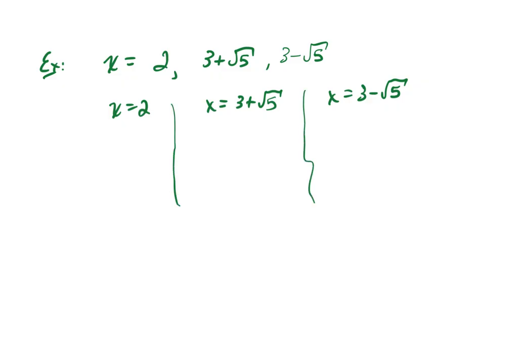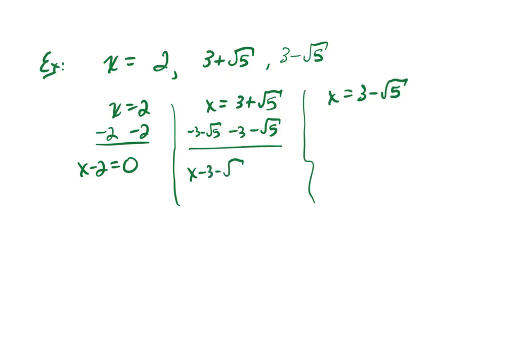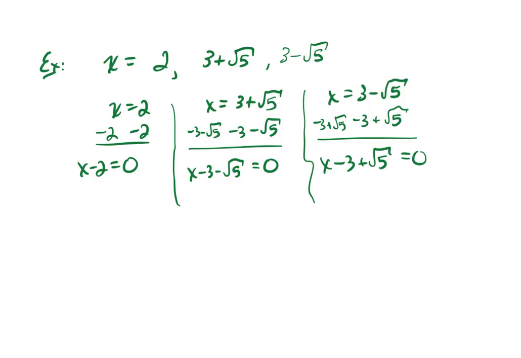Get 0 on a side. So move the plus 2 to the other side by subtraction. Getting 0 on the right. Move the 3 and the plus square root of 5 to the other side by subtraction. Getting 0 on the right. And then finally move 3 and negative square root of 5 to the other side. So x plus square root of 5 and 0 on the right. Right, so we get 0 on the right-hand side of each of those little equations.